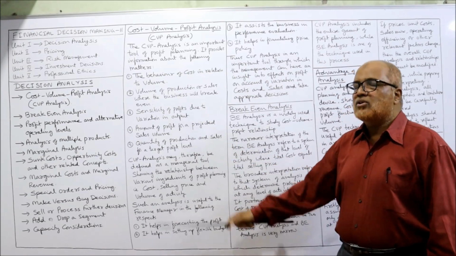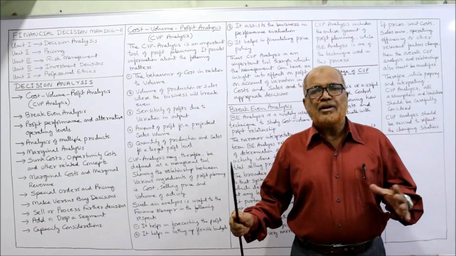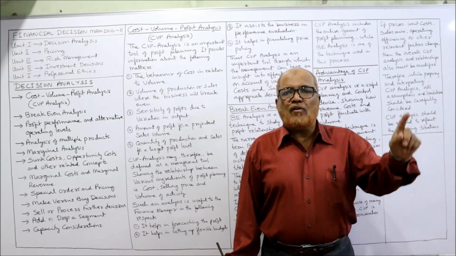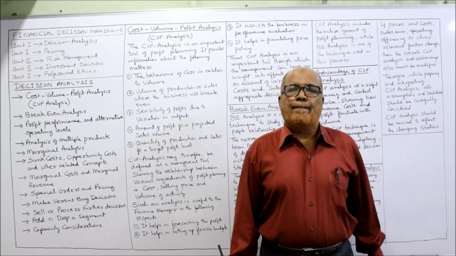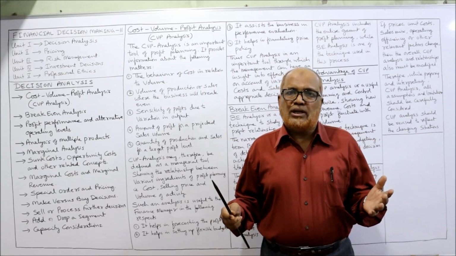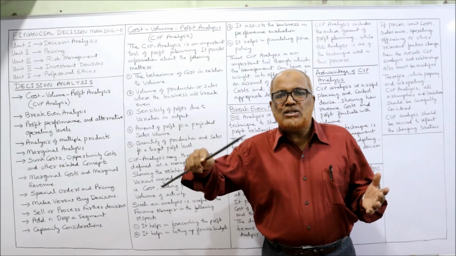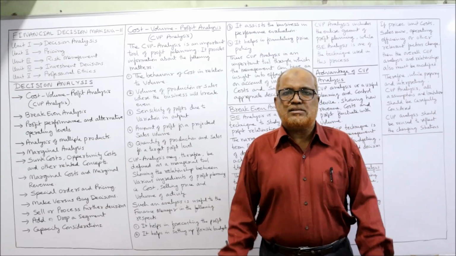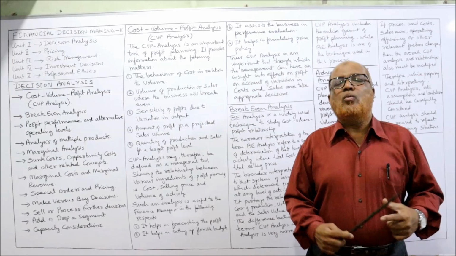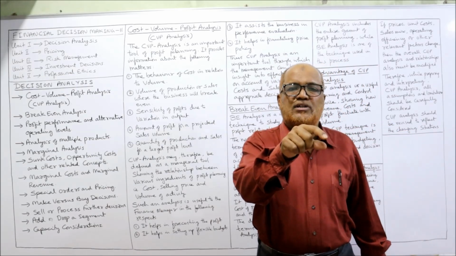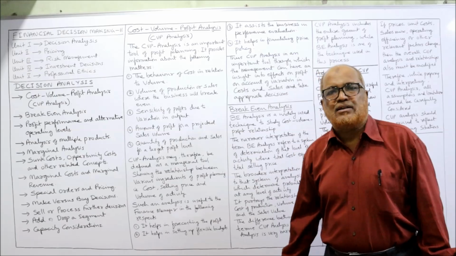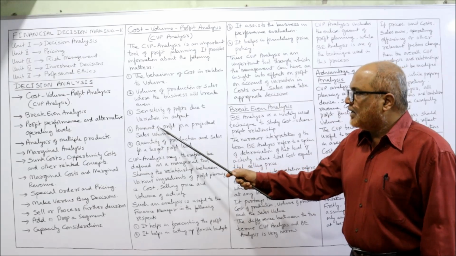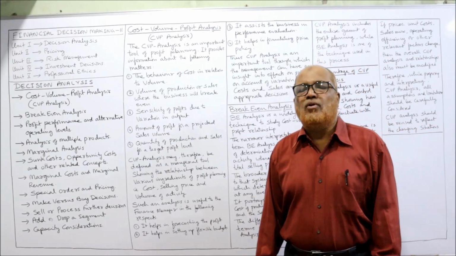Third one, sensitivity of profit due to variation in output. See here, when the output changes, the profit will also change. Profit is very sensitive to output, but the rate is not proportional. That means the percentage change in output will not be equal to the percentage change in profit. It may be more, it may be less. The management wants to find out the sensitivity of profit to a change in the level of activity. That again can be known by using CVP analysis.